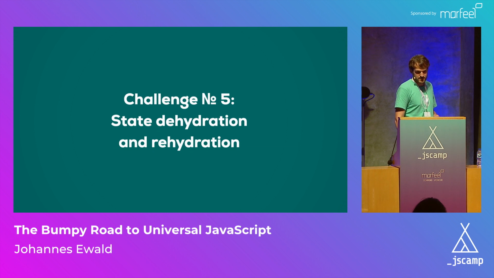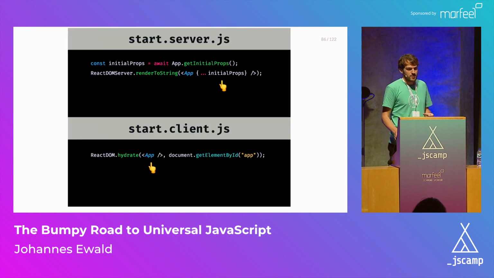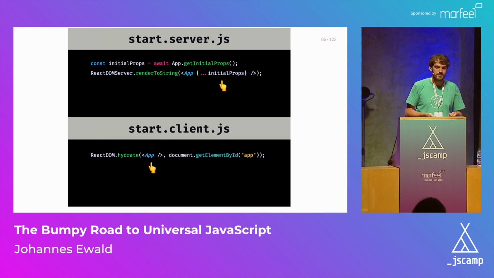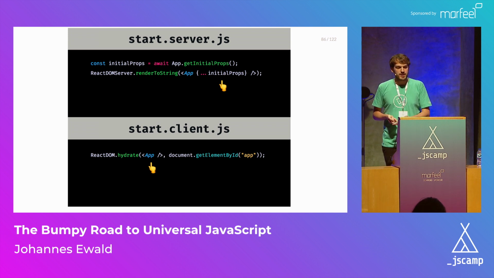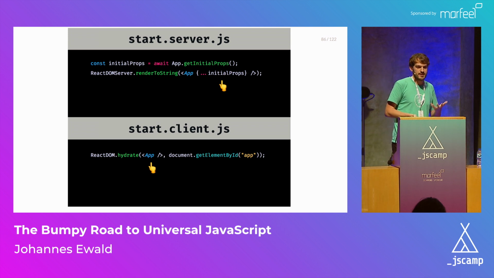which brings us to the next challenge, to the state dehydration and rehydration. Because when we open the console now, we see that React is providing us a warning. And that's because we are rendering the app with different props. On the server, we have the initial props that we just loaded from the remote API. But on the client, we call hydrate with no props at all. And that's where the mismatch comes from.